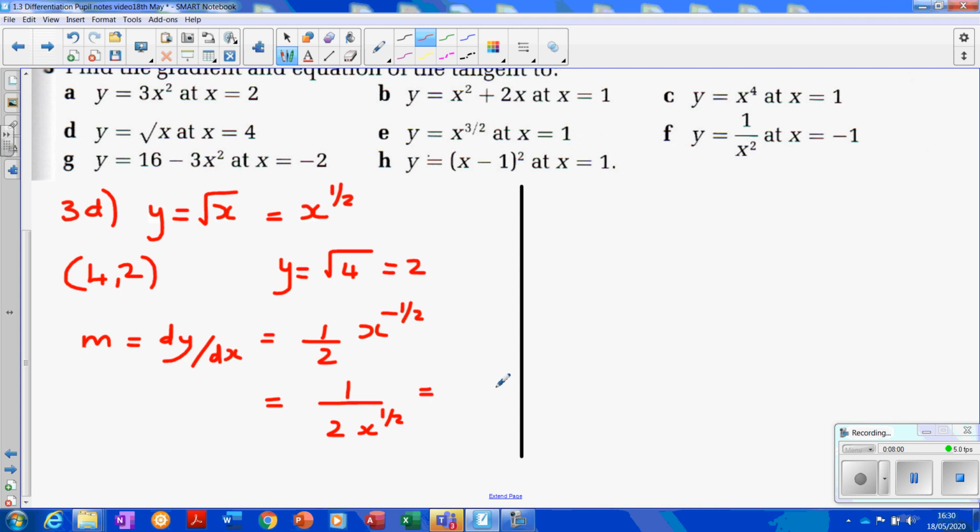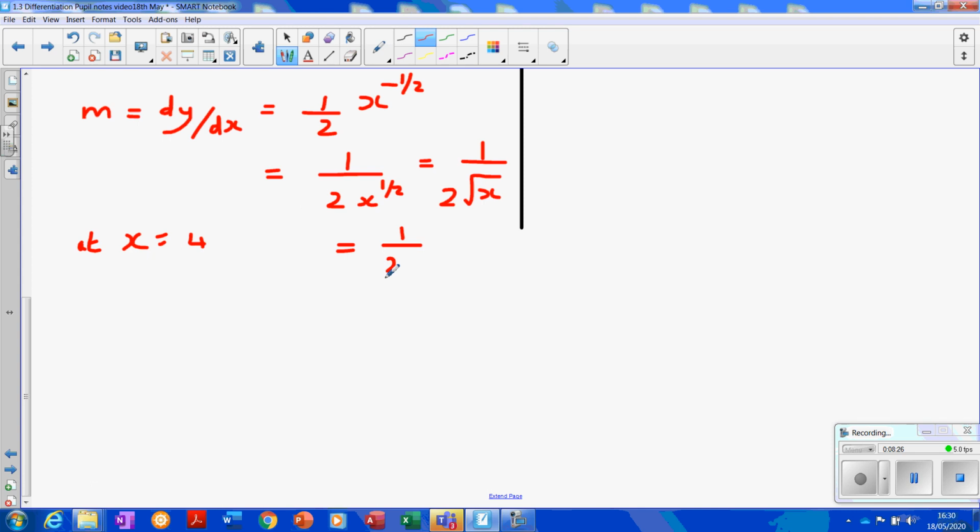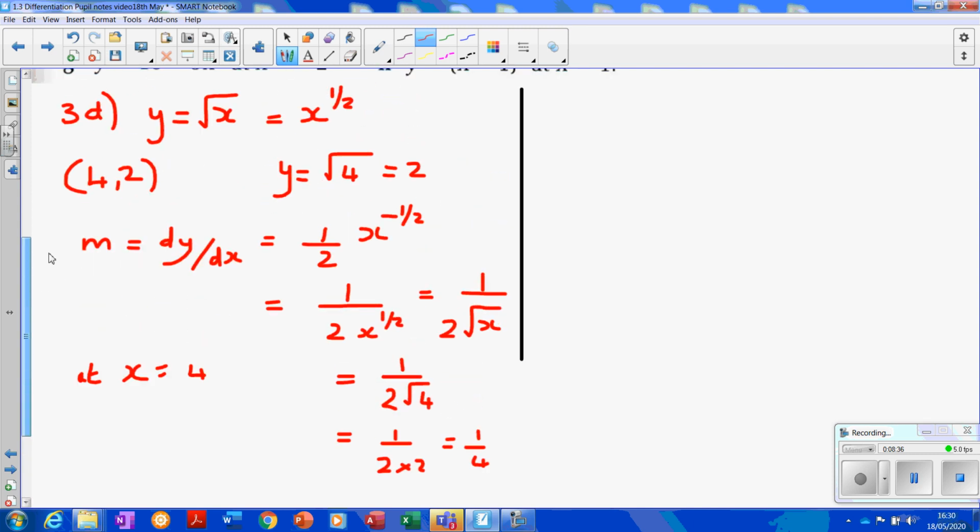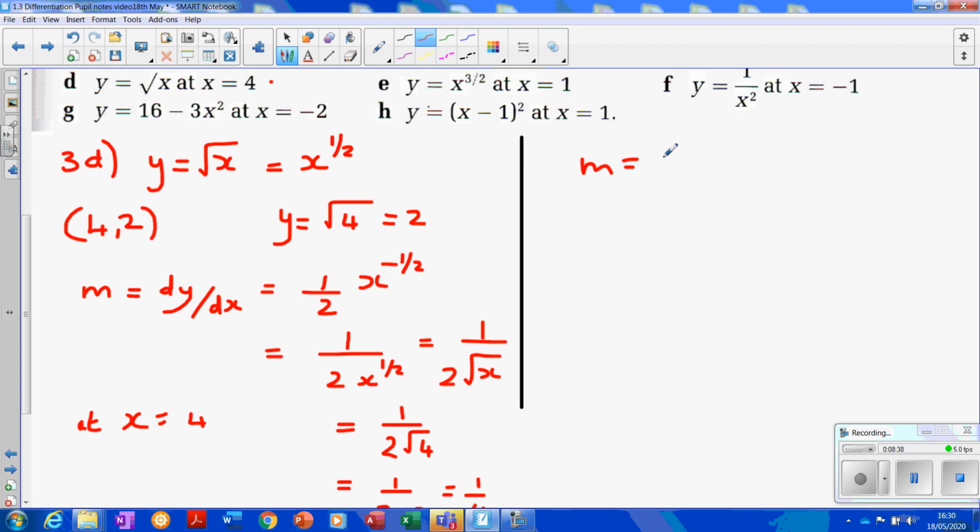And we know that x to the half is the square root, so it's 1 over 2 times the square root of x. Now, we want the gradient at x equal to 4. So when x equals 4, we substitute 4 into that, and we can get the value for our gradient. So that is going to be 1 divided by 2 times square root of 4. Square root of 4 is 2, so it's 1 over 2 times 2, which is a quarter. Okay, get all our information together. So gradient is equal to a quarter, and the point on the line was 4, 2.